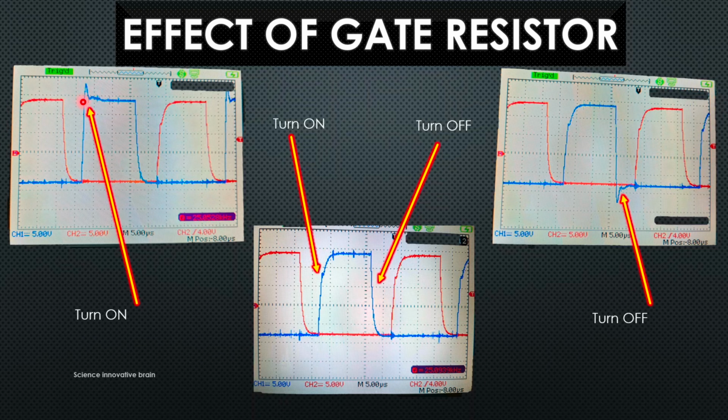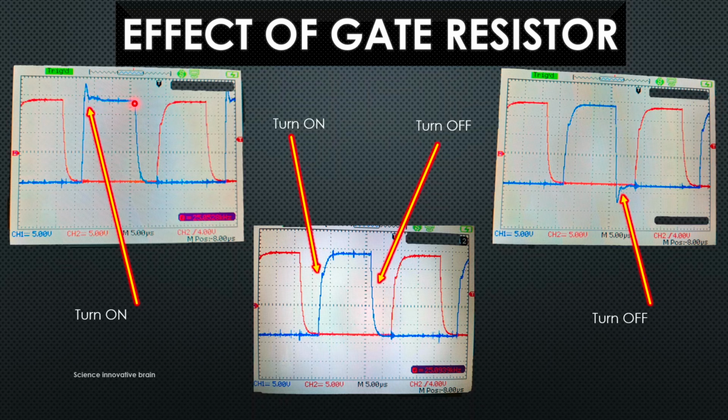What will happen? If you see here, 1, 5, 10, 15, then it becomes 13. So it may go out of the range of the gate potential, and your IGBT can get damaged here. So this spike I don't want.